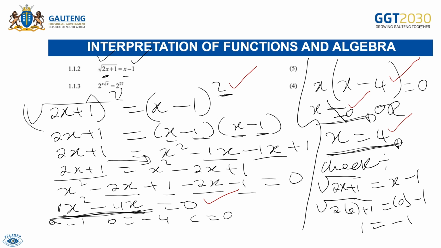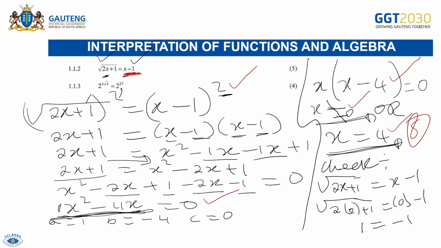Why am I choosing a 4? Just take the 4 and substitute. If you say 2 times the 4, you'll get an 8. 8 plus 1 is 9. Then the square root of 9 will give you a 3. And then if you substitute the 4 on this side, you'll get 4 minus 1, which is going to be a 3. So the left hand side is equal to the right hand side. So it means x is equal to 4. So that's how you get your final mark of that one, and then it gives you a total of 5 marks.